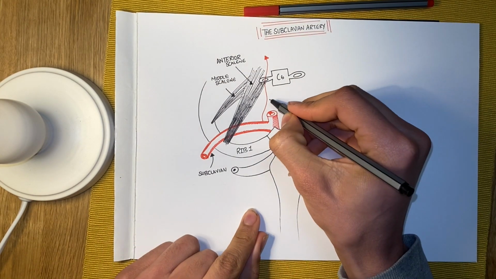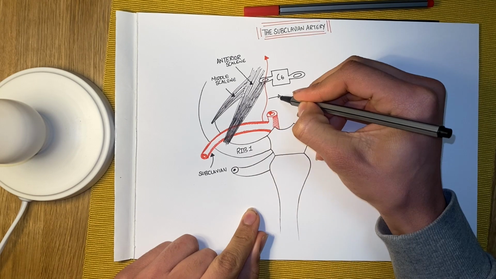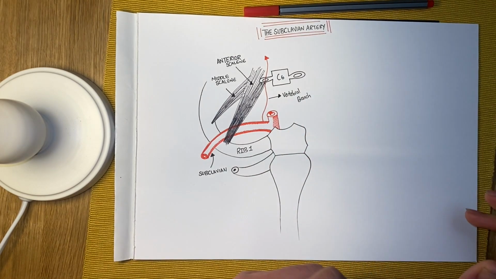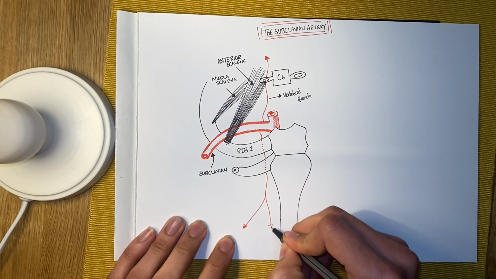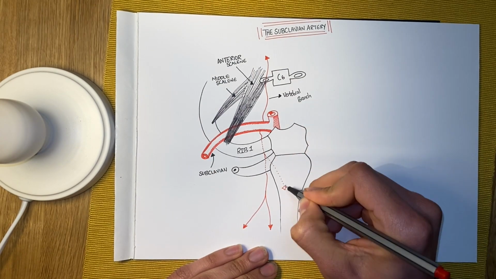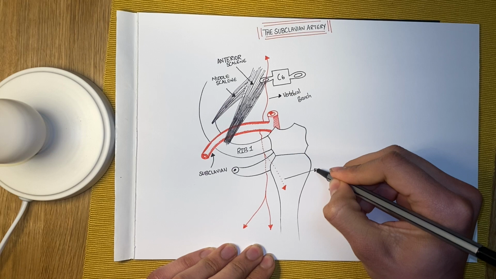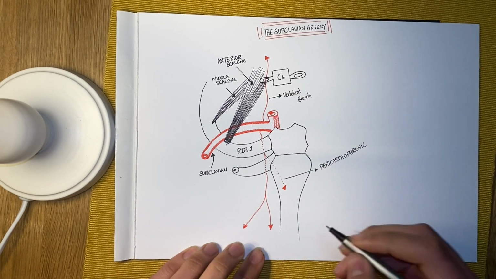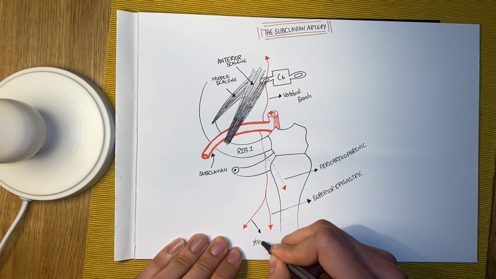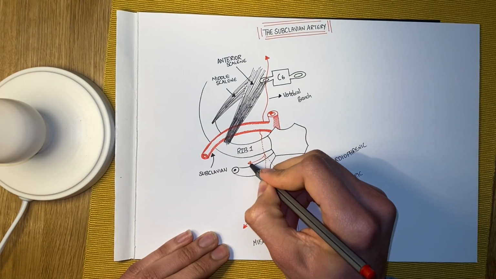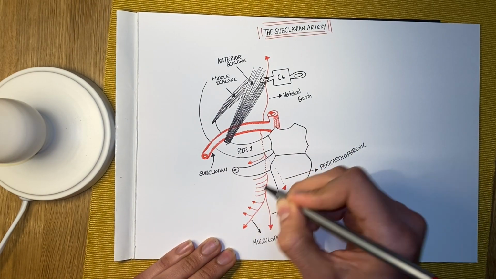The first branch right here is called the vertebral artery, which passes through the transverse foramina of the cervical vertebrae. The second branch goes downwards, called the internal thoracic, gives rise to the pericardiophrenic branch, and splits into the superior epigastric and the musculophrenic. It is also a source of the anterior intercostal arteries, 1 to 9.